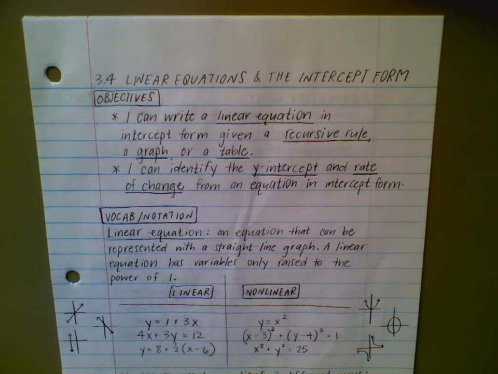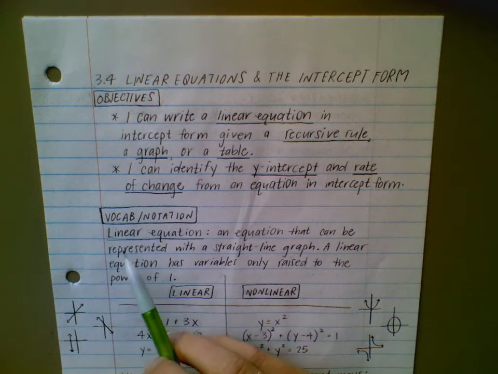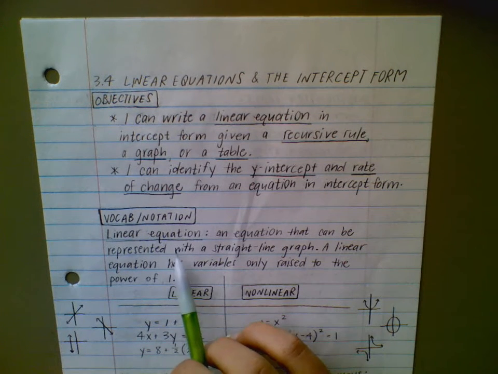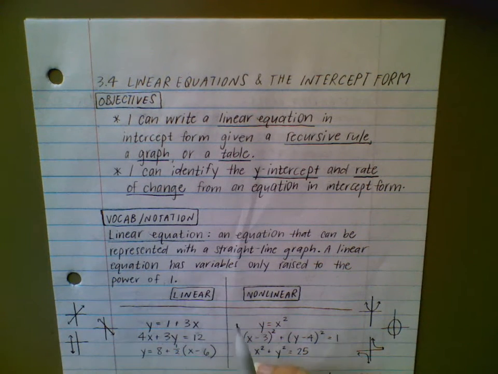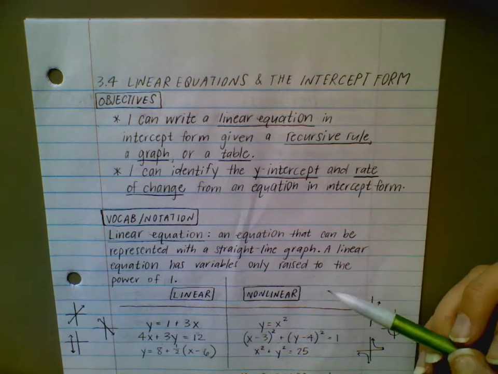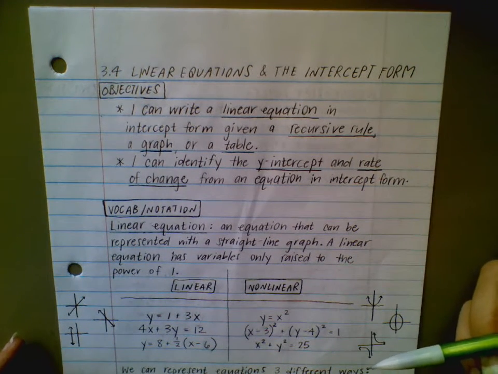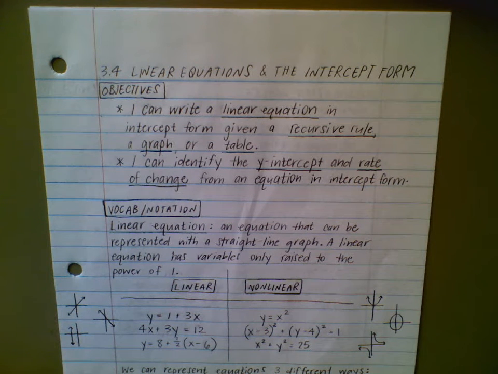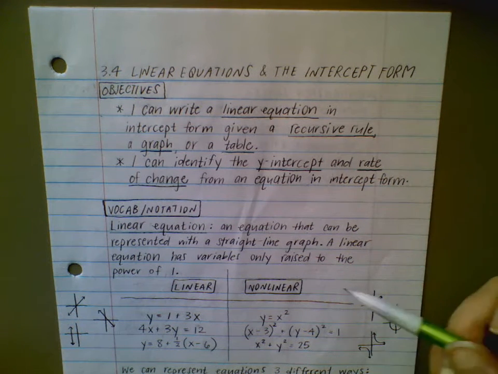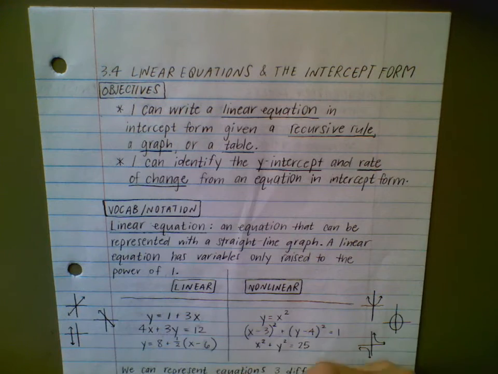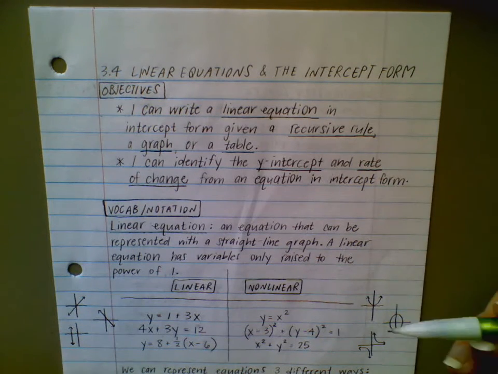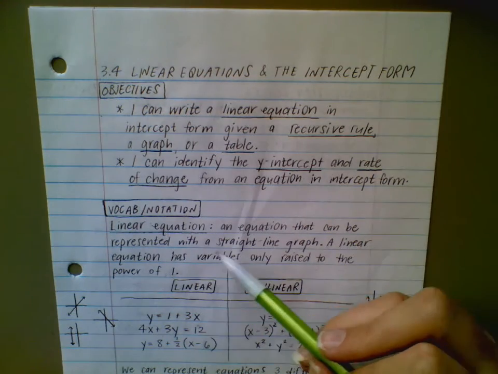Some vocabulary I want to cover is, first thing is linear equation. We looked at those two different words separately, and I just wanted to talk about what they mean when they're put together like that, a linear equation. So an equation is something that has an equal sign. It's going to have two expressions on either side of an equal sign. And linear refers to something that is a straight line. So an equation is something that can be represented with a straight line graph.